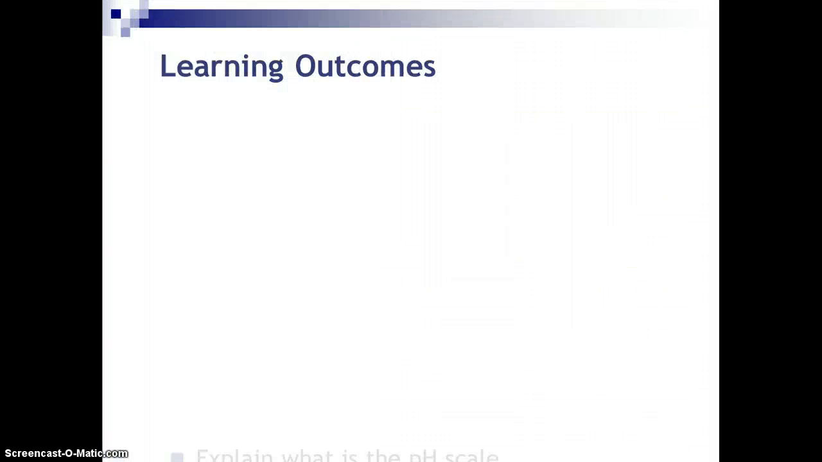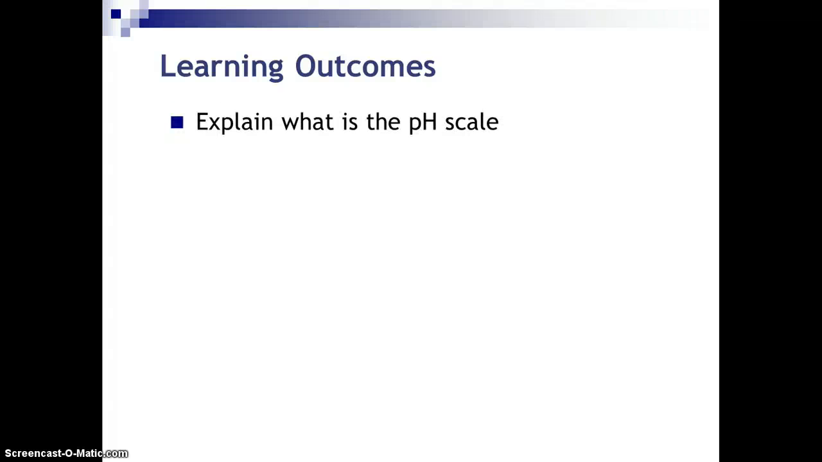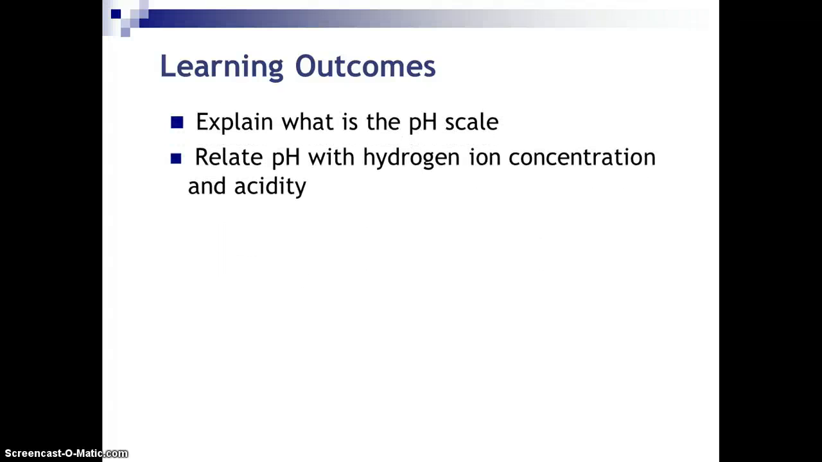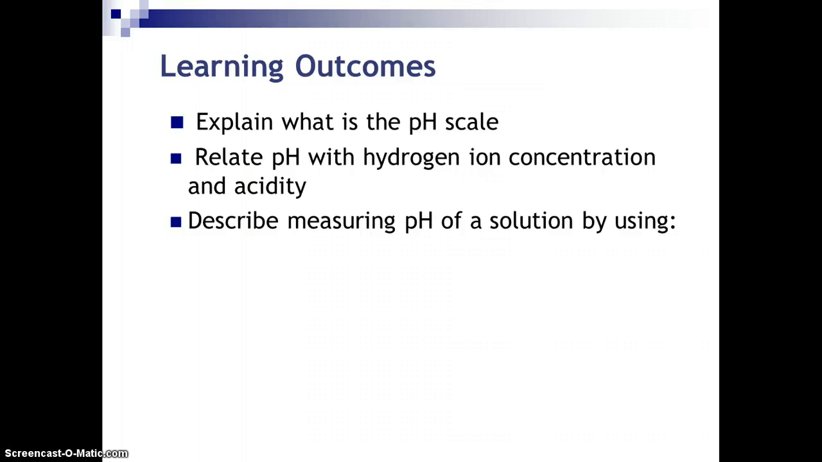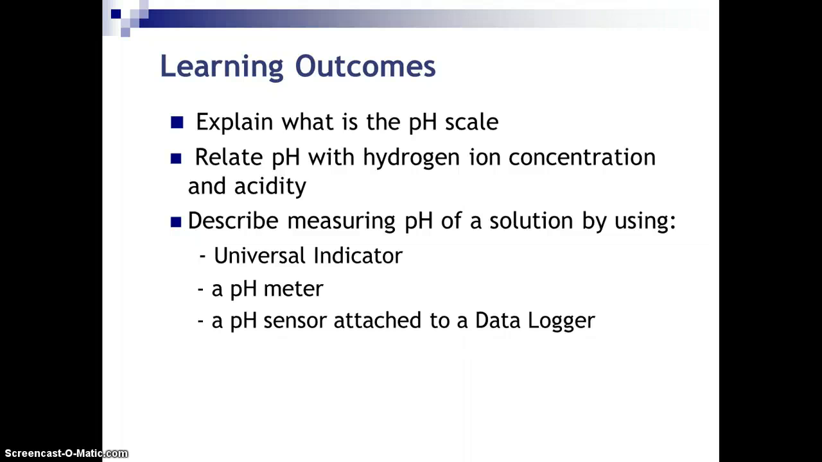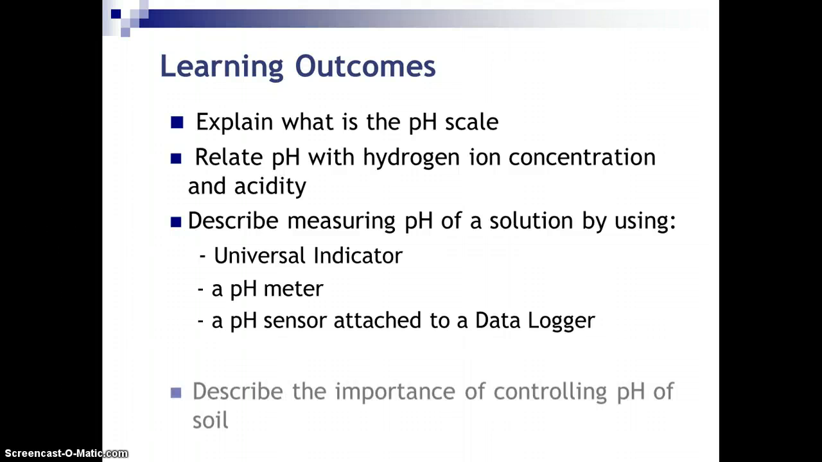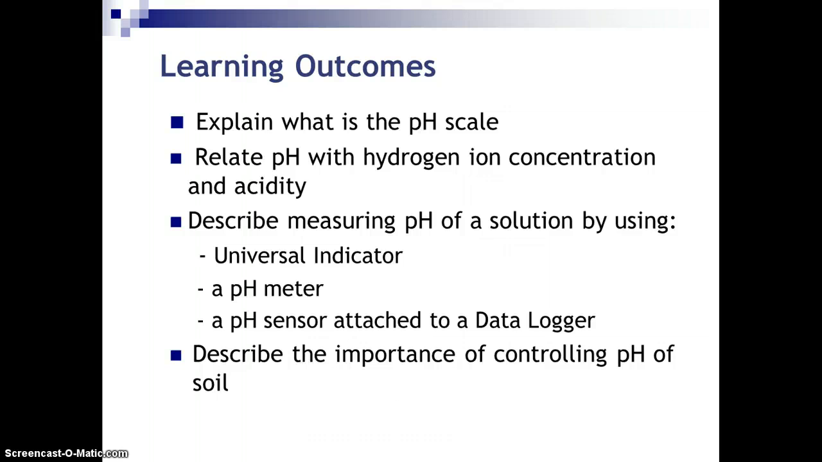The learning outcomes for today. I'm going to explain what the pH scale is. We're going to link the pH with hydrogen ion concentration and acidity. We're going to see how we can measure the pH of a solution by using a universal indicator, a pH meter, and a pH sensor. We're also going to describe the importance of controlling the pH of a soil.